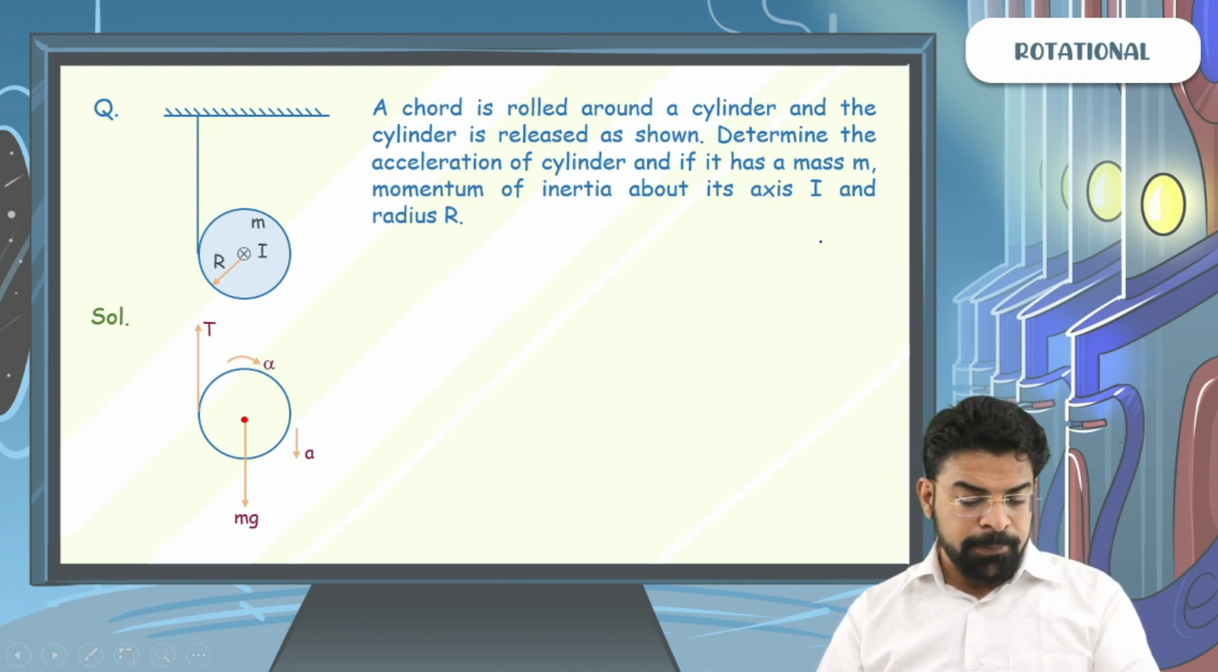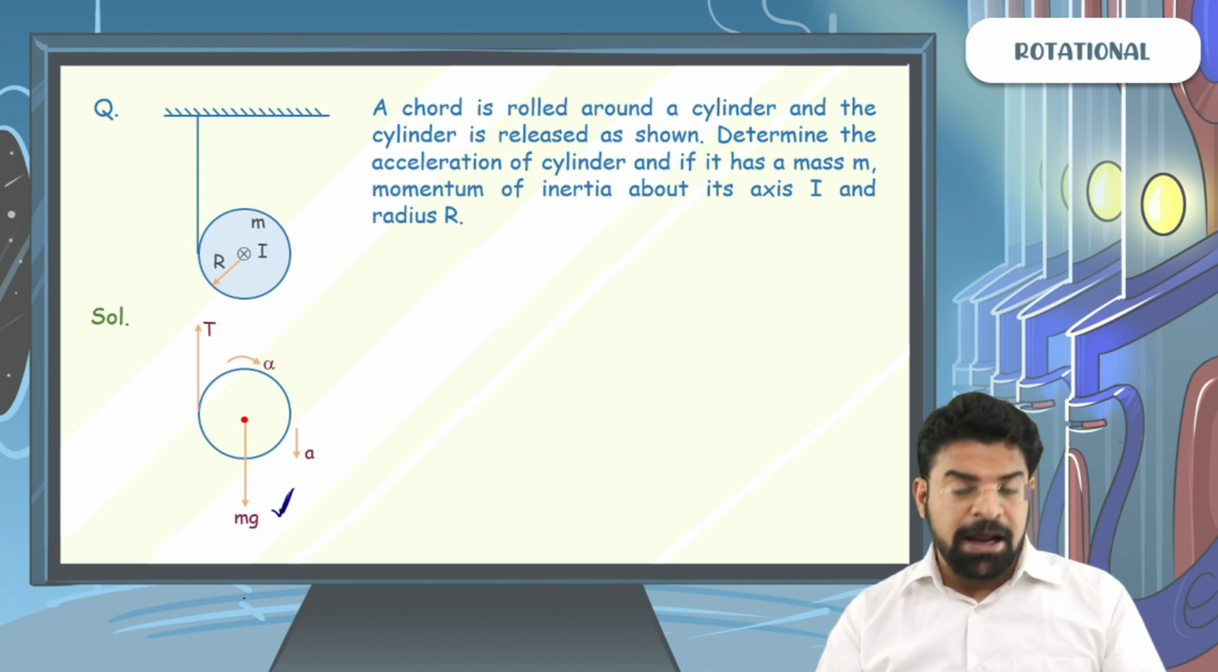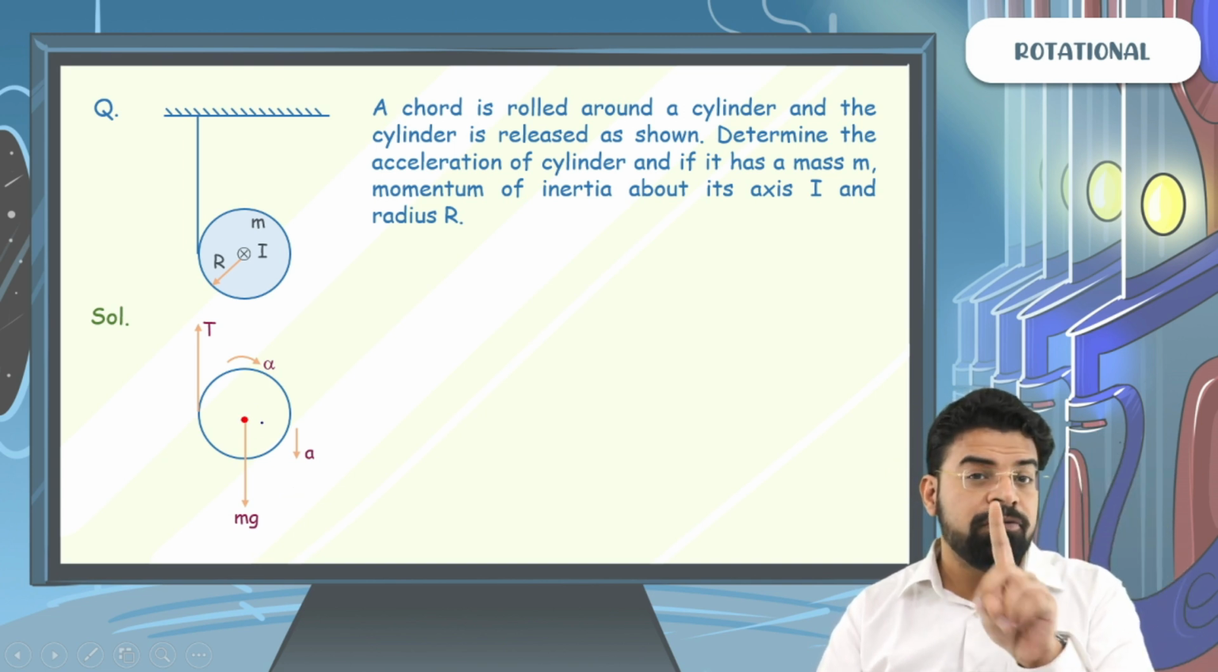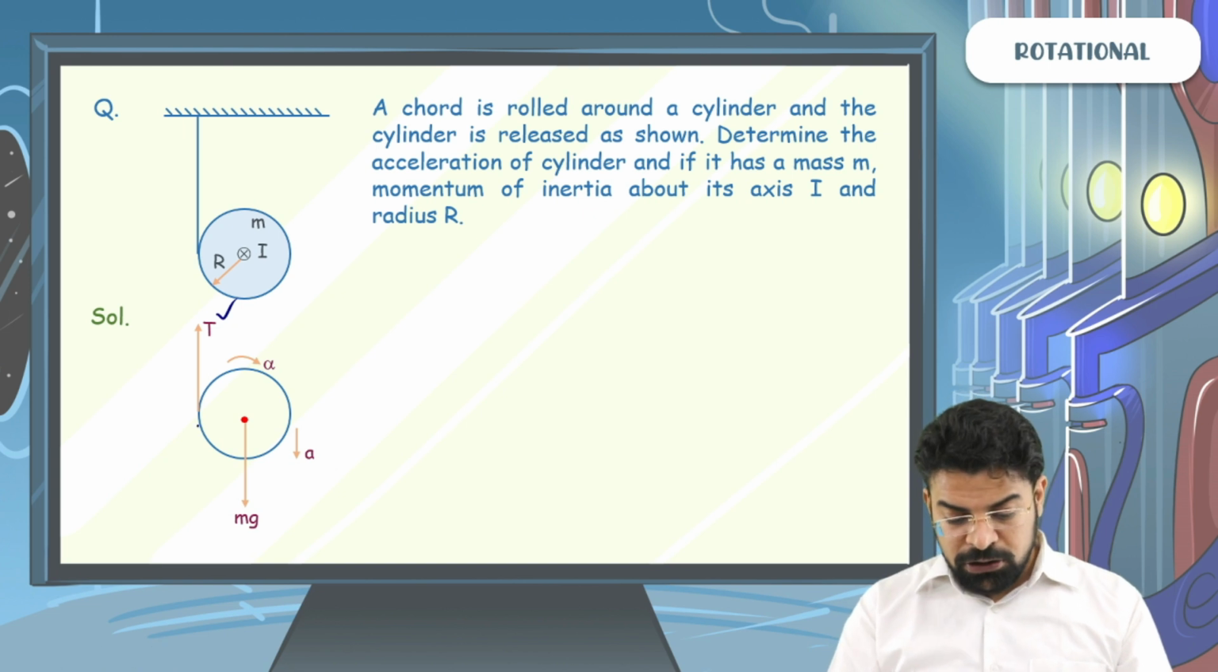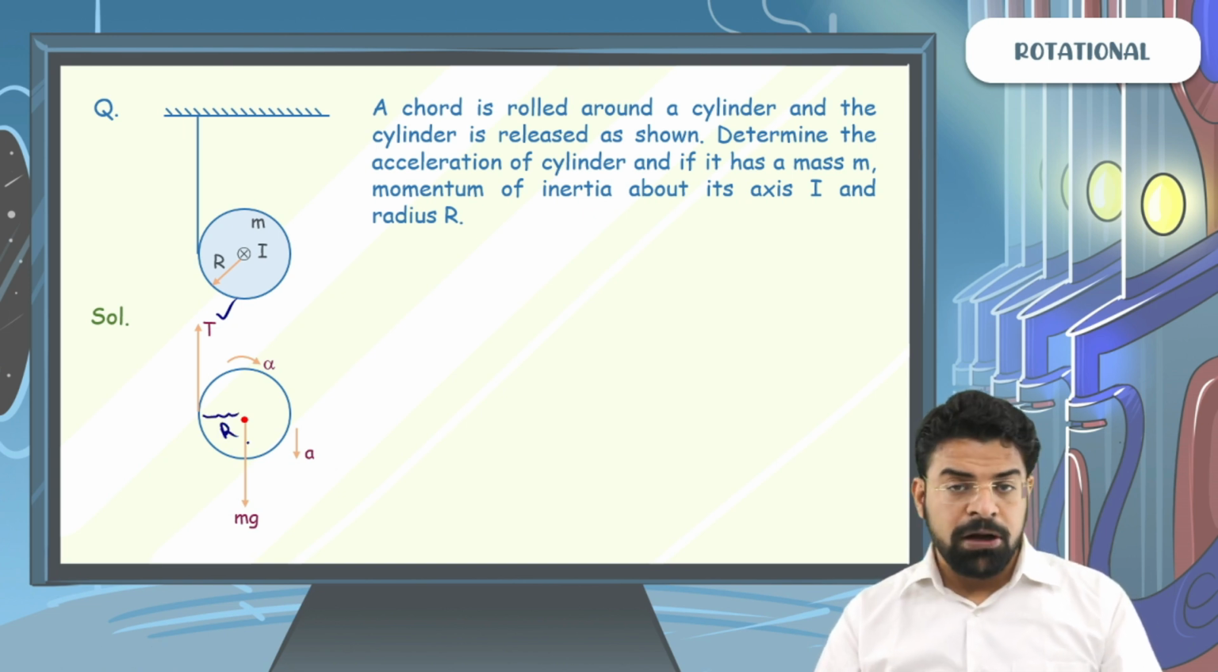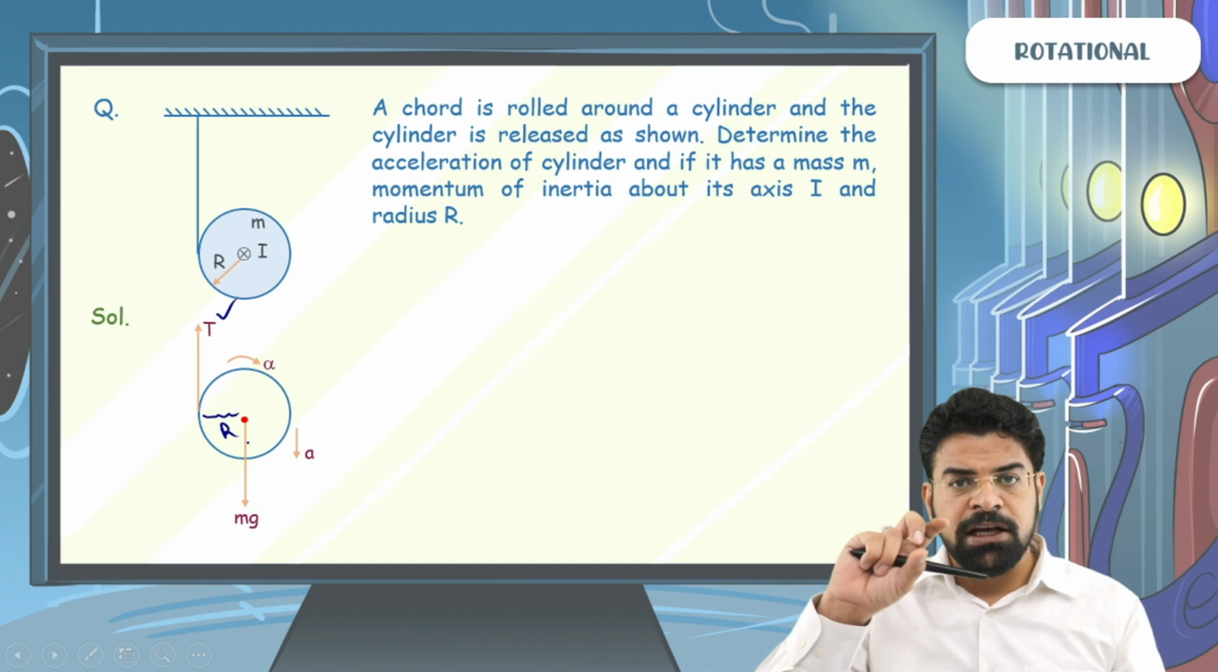Now about its own axis, where we know that the moment of inertia is I, the torque of the force of gravity about this axis is 0. Why? Because the force passes through it. So there will be only one force producing the torque. Which force? The force of tension. The torque of this force of tension will be T into R. So you can write both the force equation as well as the torque equation.